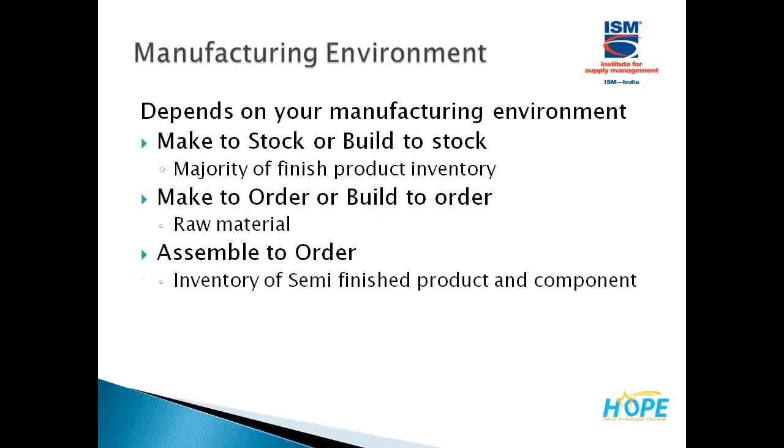So here, if a company is in the manufacturing environment of make to order or build to order, they will keep a lot of raw material inventory as compared to finished product inventory. And if we talk about the automobile industry, they are working in the environment of assemble to order. There, more and more we find inventory of semi-finished products or components. So generally, depending on the business environment, we can easily find out which particular company is keeping what type of inventory in their system.